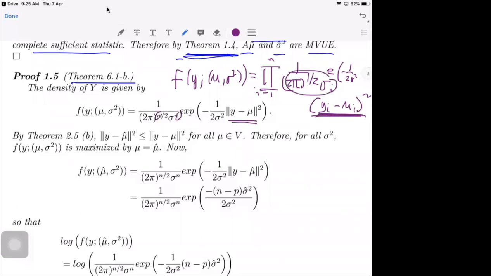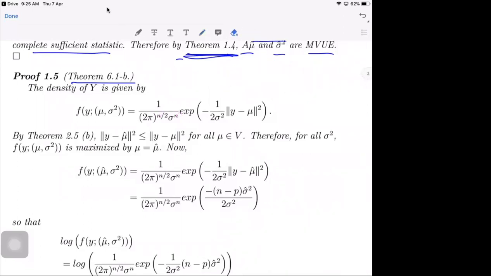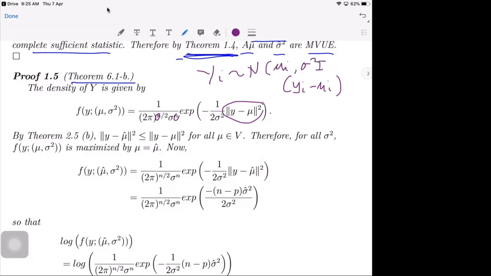Since it is a product, they are independent. So product of independent random variables. So that's why you have here n, and that part y_i minus mu_i, because each of the y_i is normally distributed with mean mu_i and variance sigma squared. This part here will be the square norm of y minus mu in matrix or vector notation. And then you get the product of their densities. So that's why you have it raised to the n here.